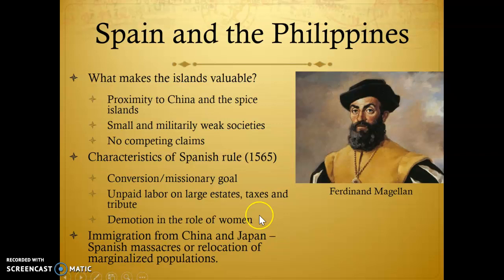And as a model, this becomes significant because we do see forced labor. There's a great deal of Filipinos who are forced to work for the Spanish. We also see a great deal of religious conversion. So in addition to political control and economic control, there's a great deal of social change that happens within the Philippines, and this is happening in different parts of the Philippines to differing degrees.